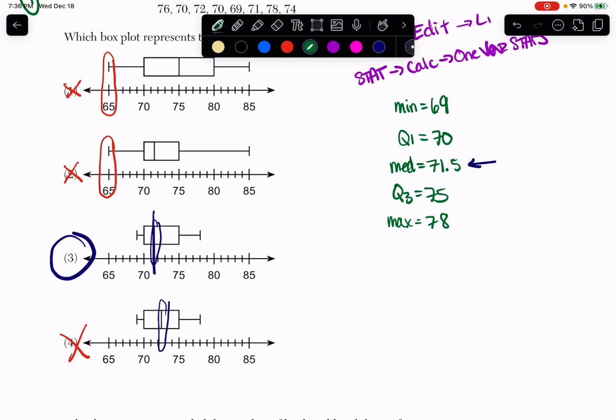And then really quickly, I'm just going to check that the rest matches. Q1 is 70, Q3 is 75. Maximum is 78. Minimum is 69. Option 3 looks great.